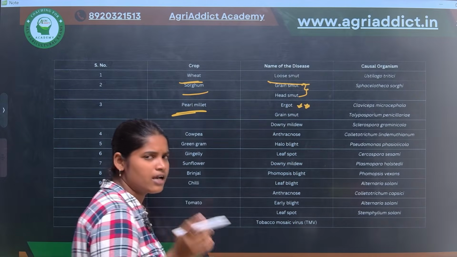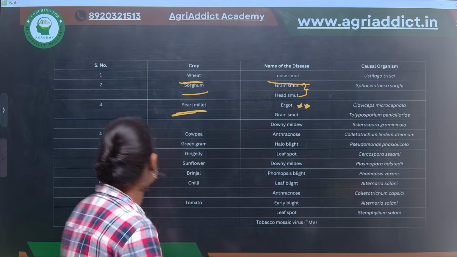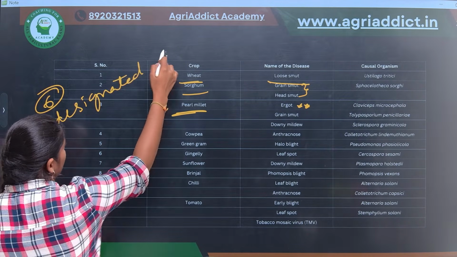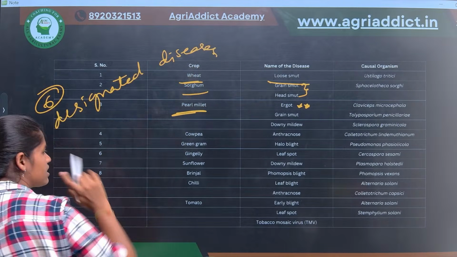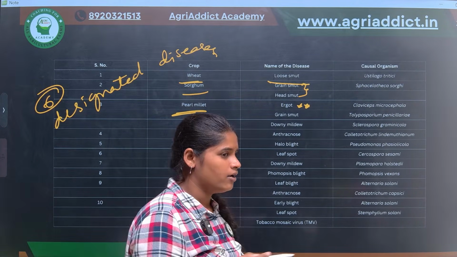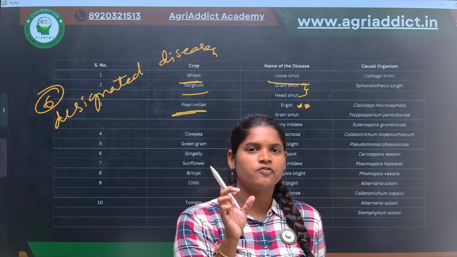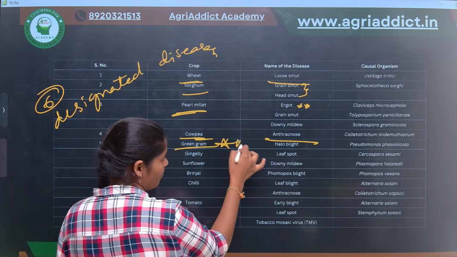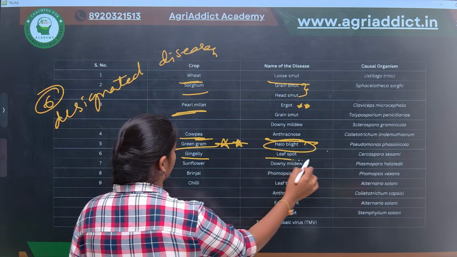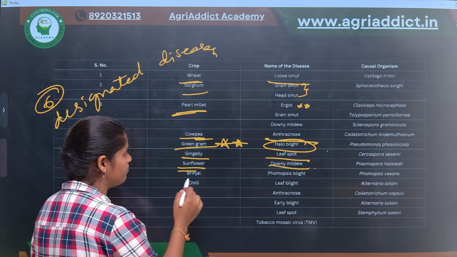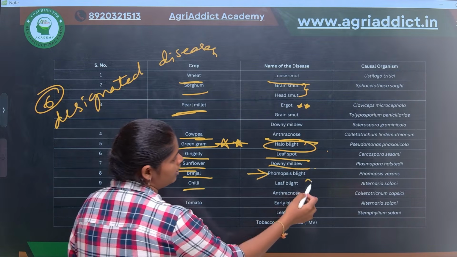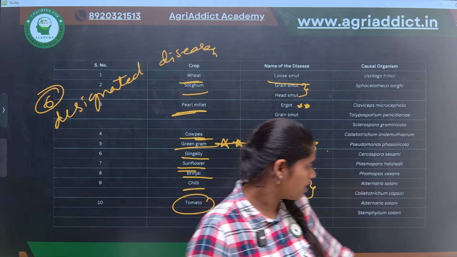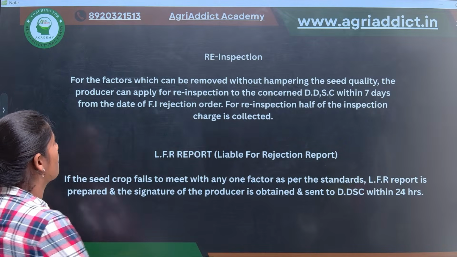Very important, there are 6 designated diseases in India, right? Remember this. I have mentioned it in every class. Other than that, there are IMSCs where they have mentioned the specific permissible limits for other diseases. Like cowpea, we have anthracnose. Green gram, halo blight, is also very important. In gingelly, we have leaf spot. In sunflower, it is downy mildew. In brinjal, phomopsis blight. In chili, leaf blight and anthracnose. In tomato, it is virus, early blight and leaf spot. These are some of the objectionable diseases also.